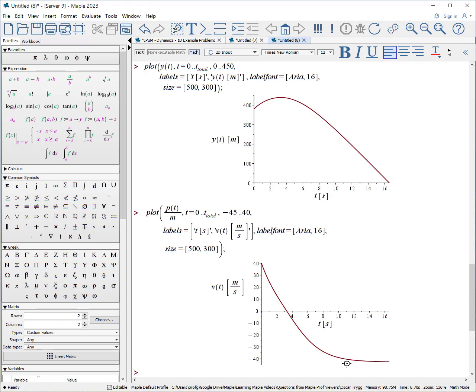At some point, it reaches a terminal speed. This is when the drag force essentially is equaling the weight of the ball. At that point, there is no net force on the ball, and therefore the momentum of the ball is not changing, nor is its velocity.